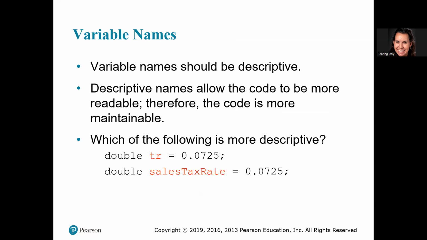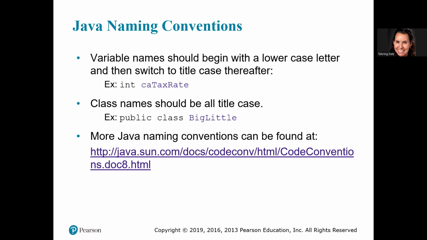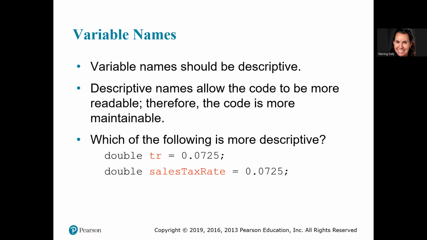Okay. They should be descriptive. So like TR, we're maybe not sure what that is, but it stands for tax rate. Maybe we just call it tax rate, if you think sales tax rate is too much. Tax rate is pretty clear. So you have to think about it, but don't call it A, because that's really hard to figure out.